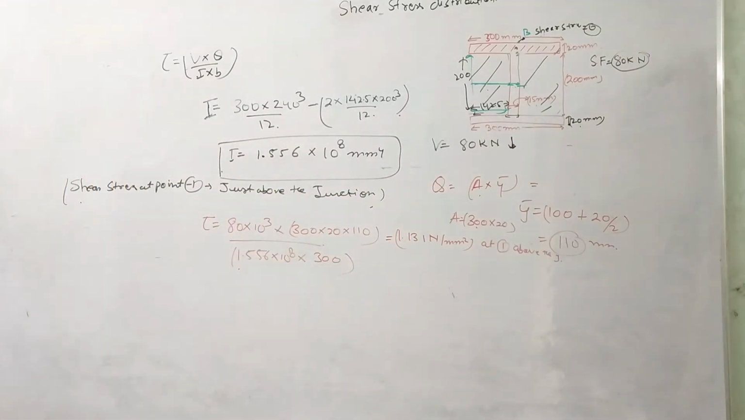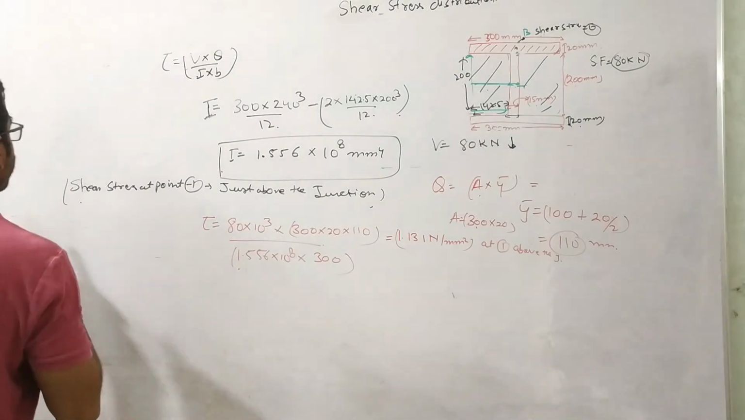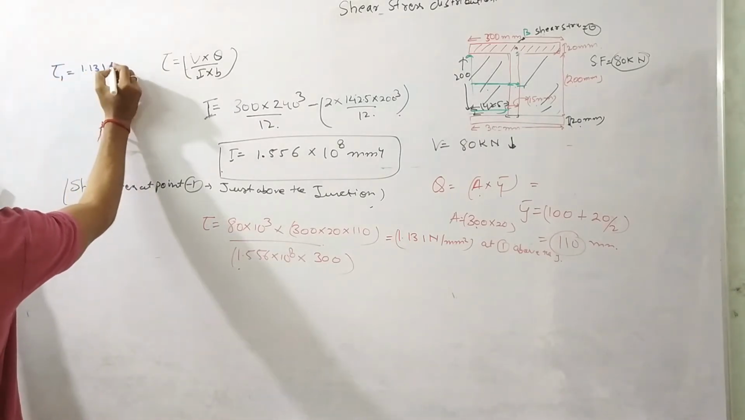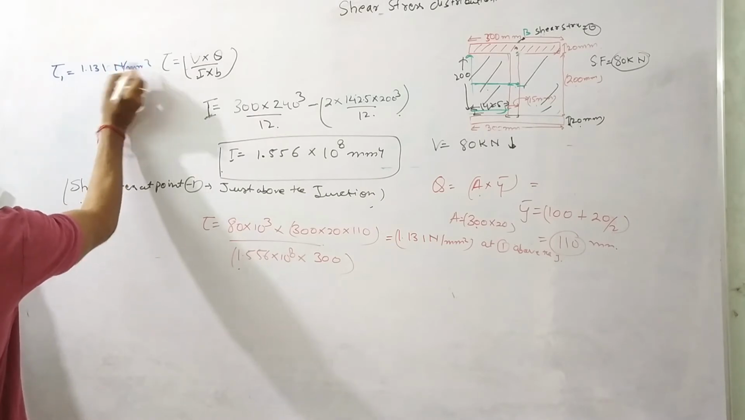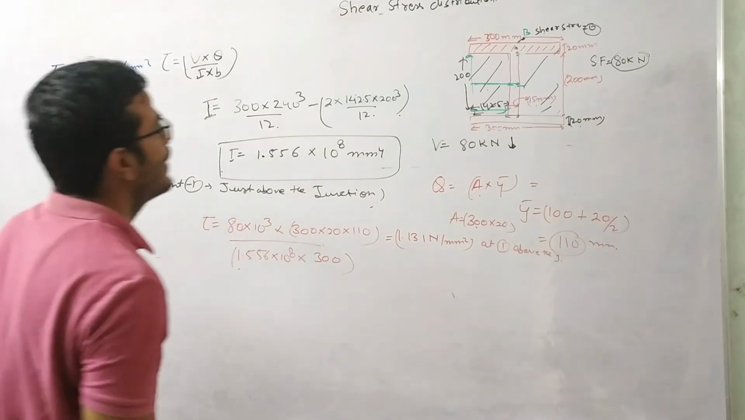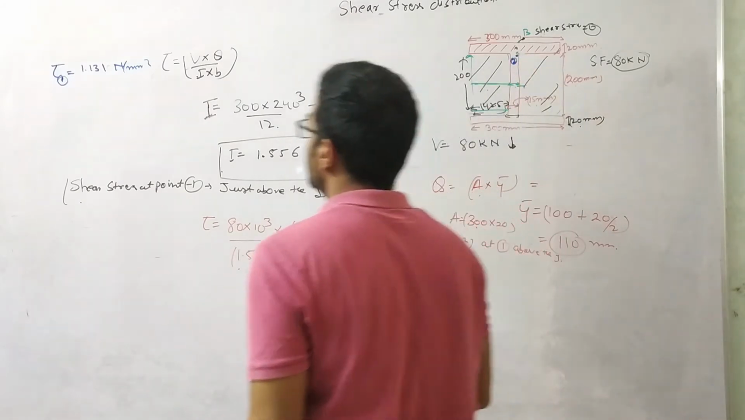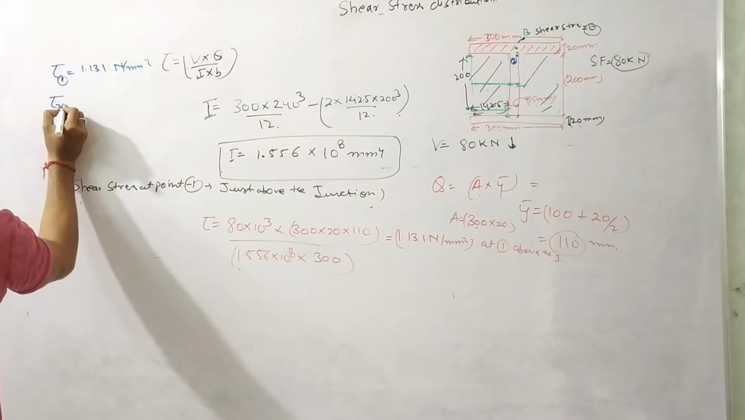So I'll write over here, tau 1 is 1.131 Newton per mm square for point 1. Now I need to calculate tau 2. This is for the point 2, which is just below the junction.